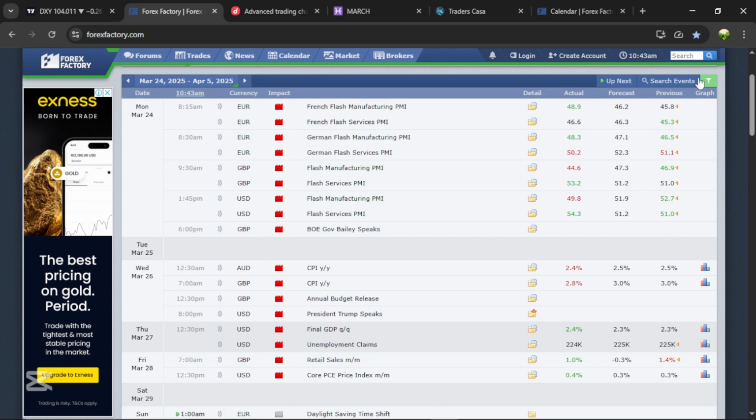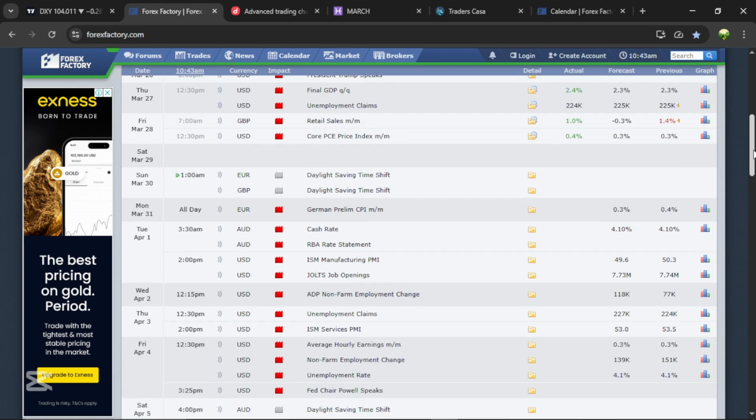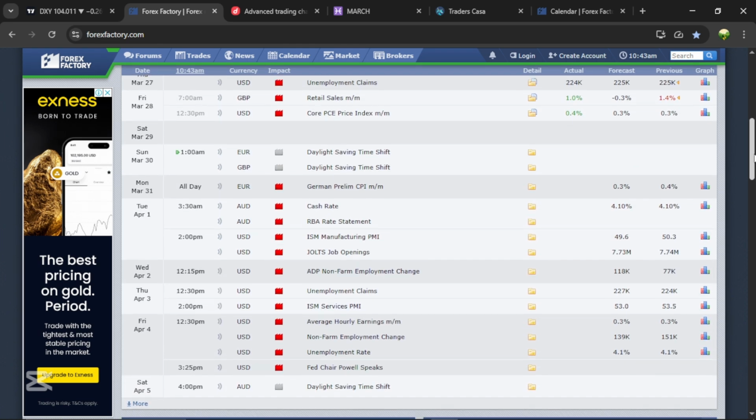So for the new week, for the month of April, what do we have for the new week about to commence? Monday, Euro news. Tuesday, news on AUD and USD. So every first week of the month will be NFP week. As you can see, we have non-farm payroll, employment change, and unemployment rate. So every first Friday of the month is NFP.